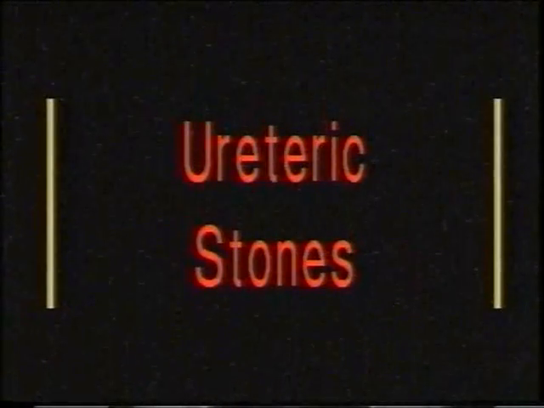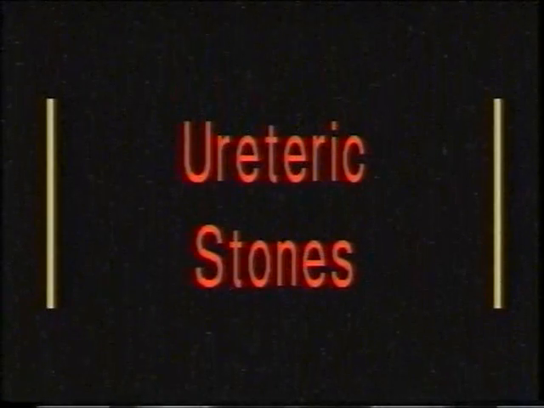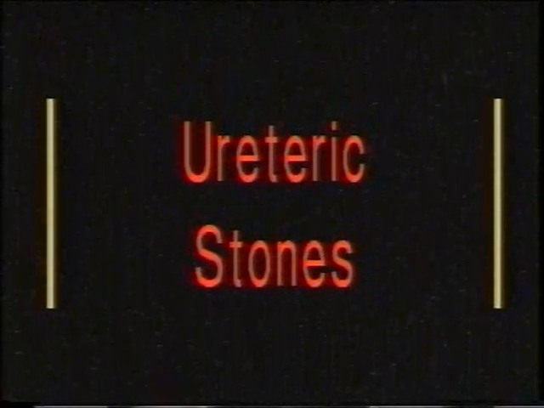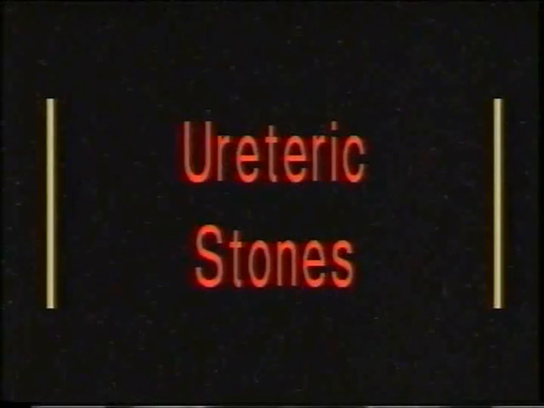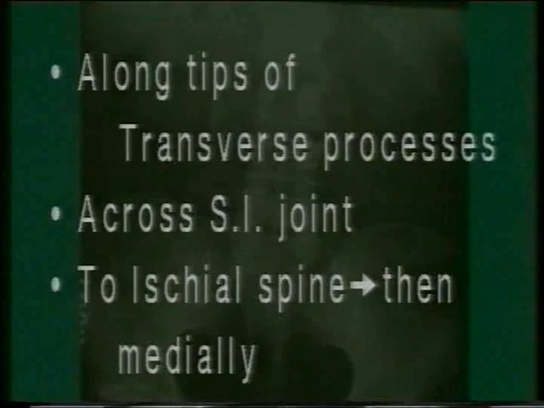Ureteric stones. The pelviureteric junction is somewhere around the tip of the transverse process of second lumbar vertebra on the left side and slightly higher on the right side. From there, the ureter descends along the tips of the transverse processes across the sacroiliac joint up to the ischial spine, where it turns medially to enter the bladder. Ureteric stones will be seen along this course.